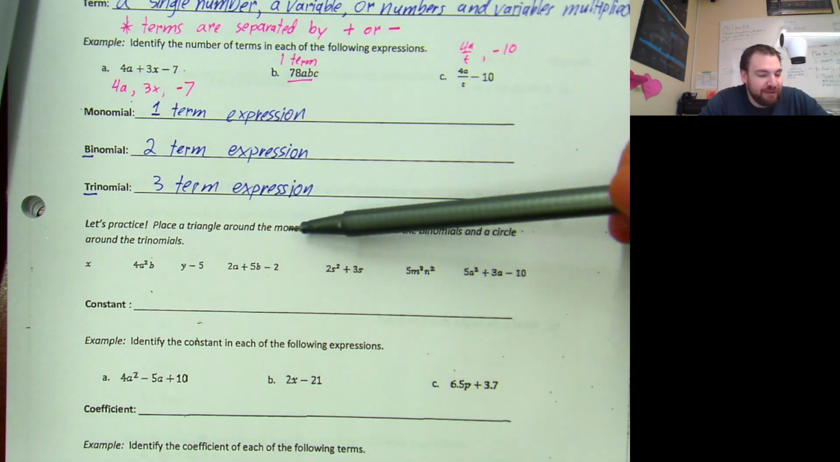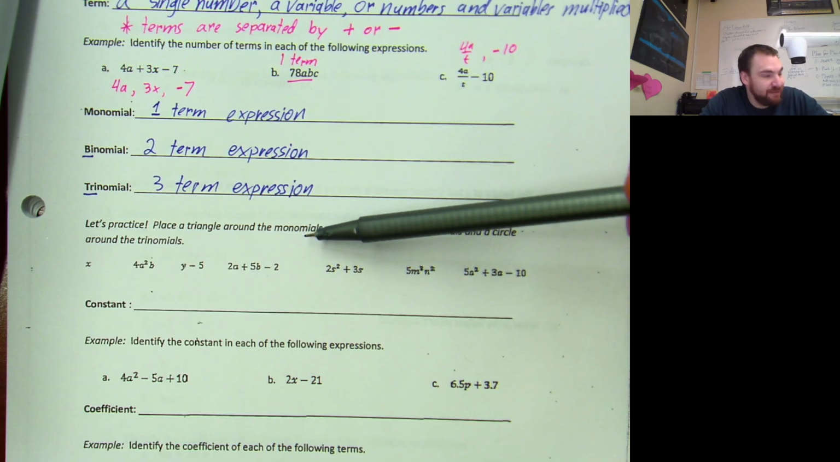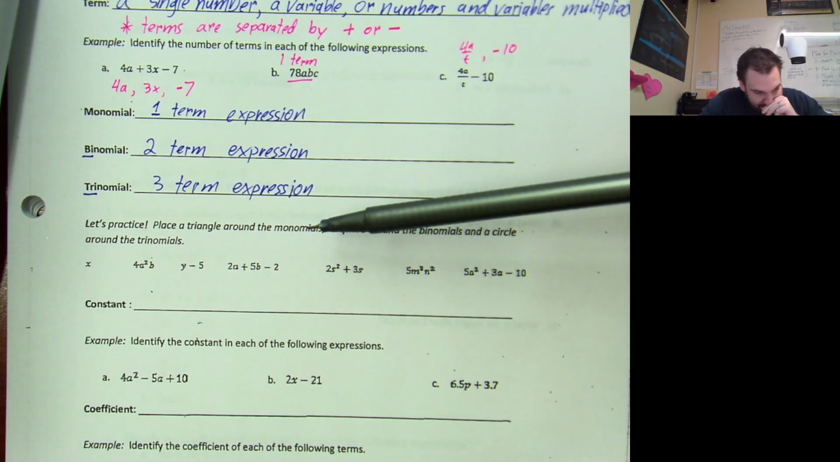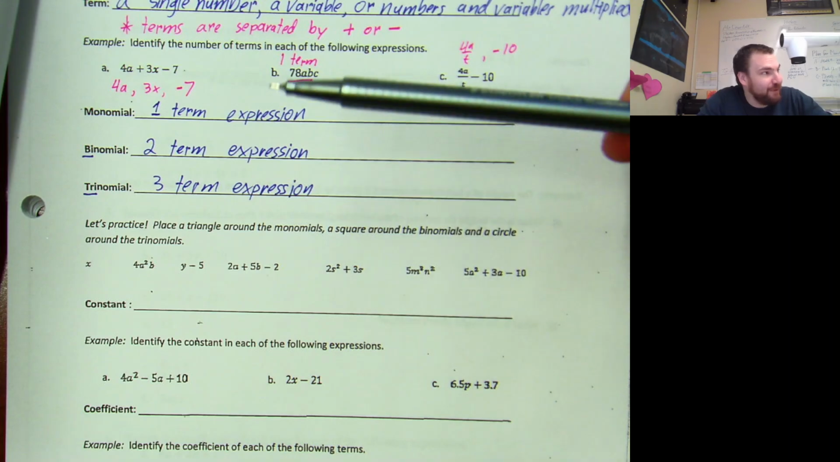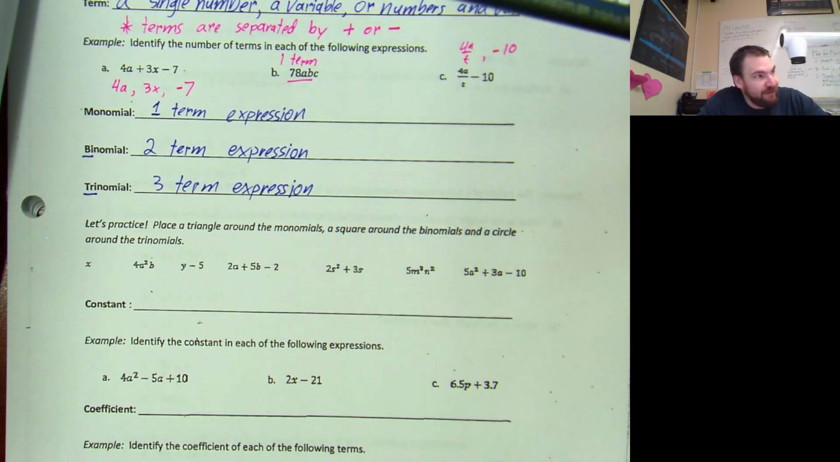No, I put the triangle around the monomial because it's the smallest one and the triangles take up a lot of space. Try to stab someone with a triangle? The handlebars, you gotta sharpen those up.